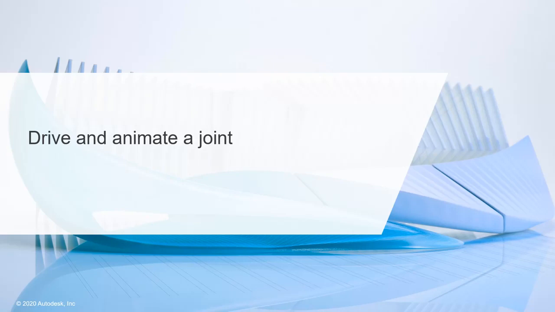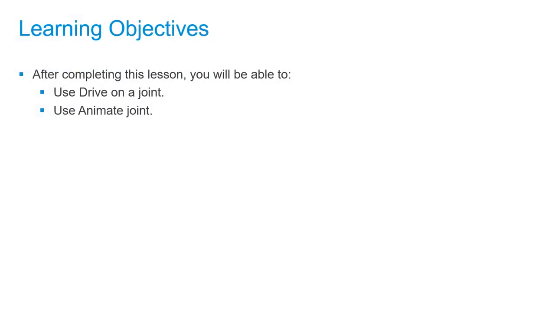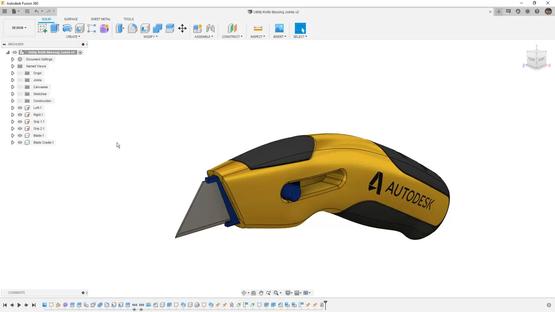In this lesson, we'll drive and animate a joint. After completing this lesson, you'll be able to use drive on a joint and use animate on a joint. In Fusion 360, we're going to carry on with our utility knife missing joints.